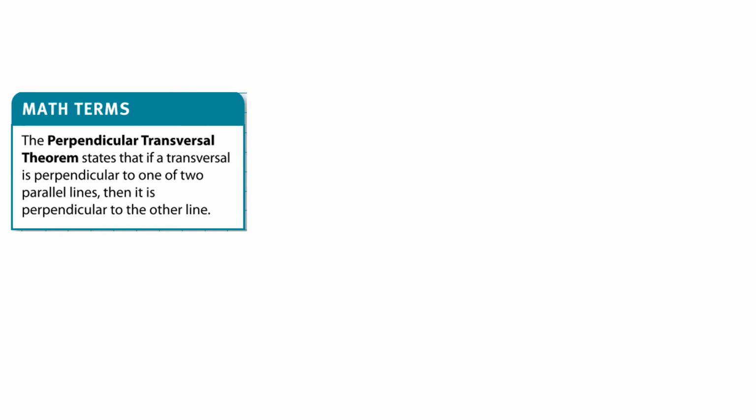So, I have another new theorem called the perpendicular transversal theorem. It states that if a transversal is perpendicular to one of two parallel lines, then it's perpendicular to the other line. What it means is, say it's perpendicular to this one and these are parallel, then it has to be perpendicular to that one as well. And we're going to go through a short little proof-ish thing of that.